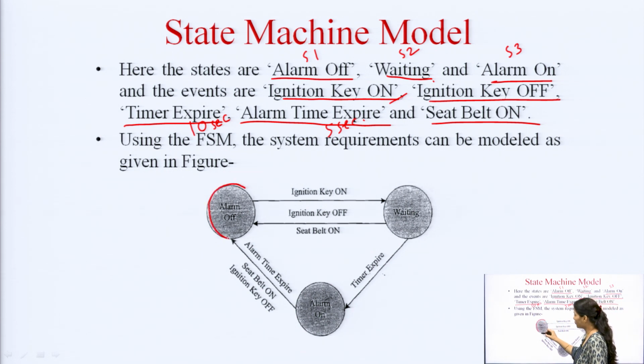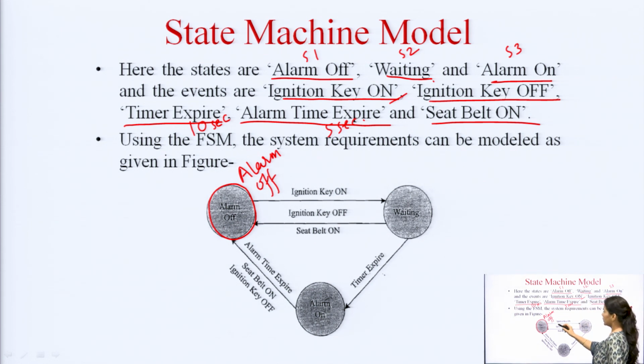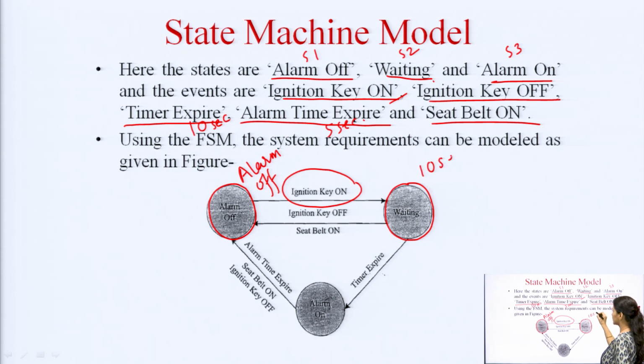So, this is alarm off. Now, the vehicle is switched on, that is the ignition key is switched on. Now the system is waiting for what? Waiting for 10 seconds, because after 10 seconds, if the belt is not fastened or the ignition is not put off, then the alarm will occur. So, it is waiting for those 10 seconds.